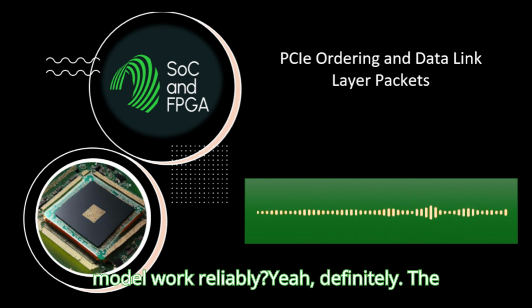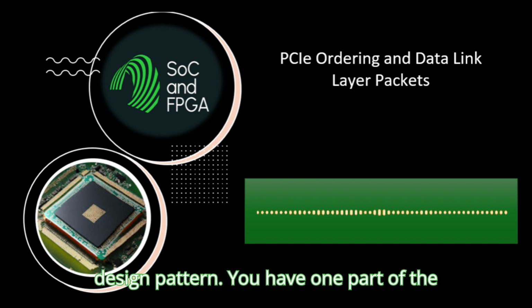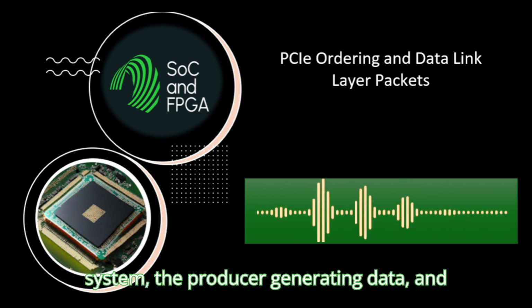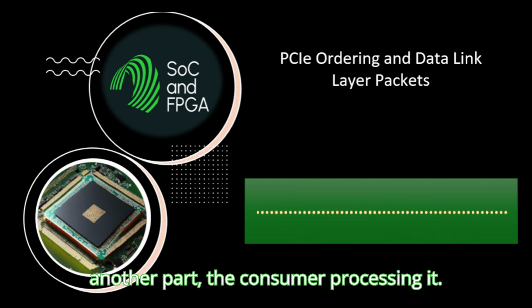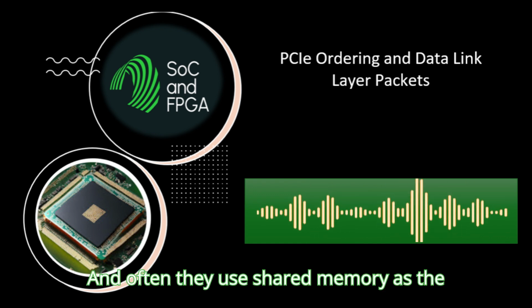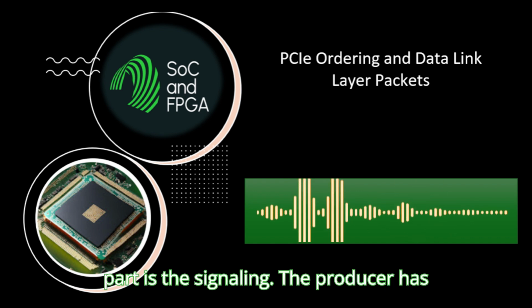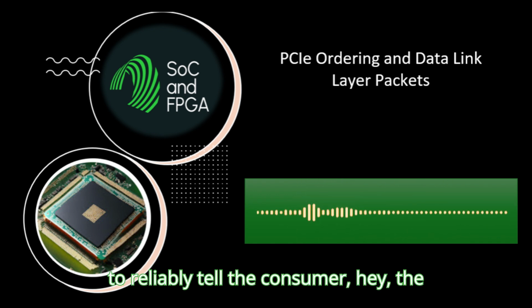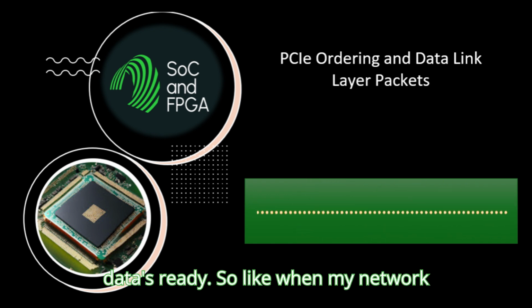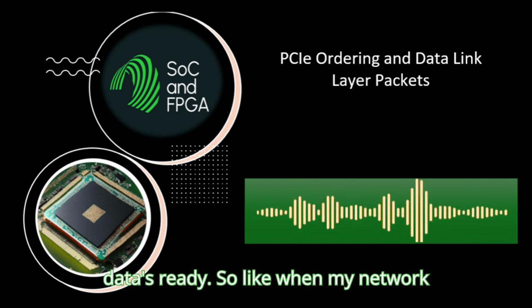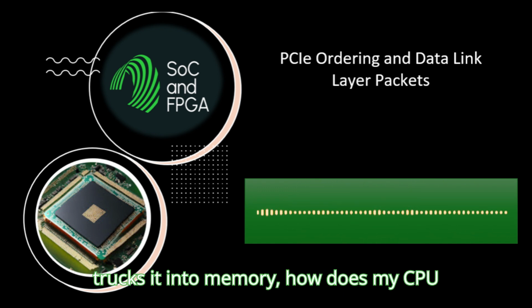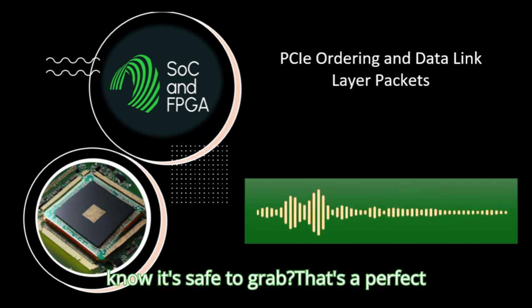Yeah, definitely. The producer-consumer model is a core design pattern. You have one part of the system, the producer, generating data, and another part, the consumer, processing it. And often they use shared memory as the go-between. Now, a key part is the signaling. The producer has to reliably tell the consumer, hey, the data's ready. So, when my network card gets data off the internet and chucks it into memory, how does my CPU know it's safe to grab? That's a perfect example.